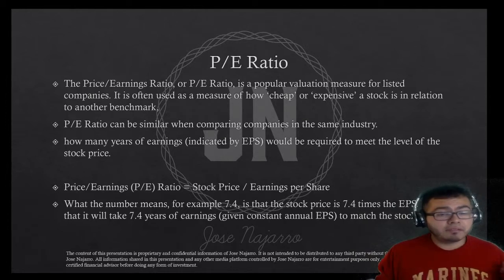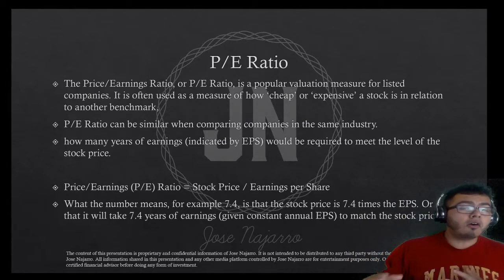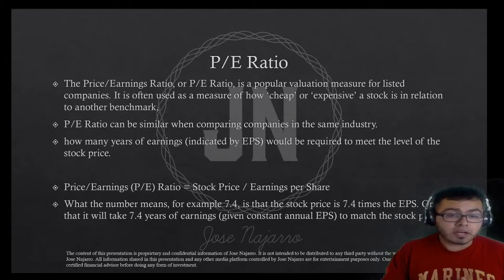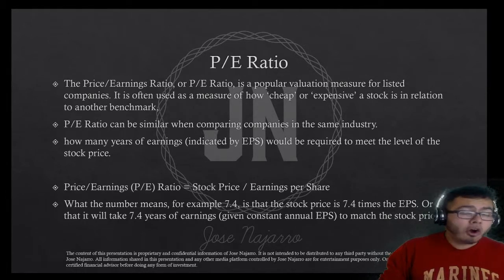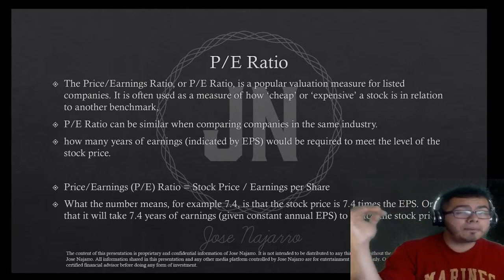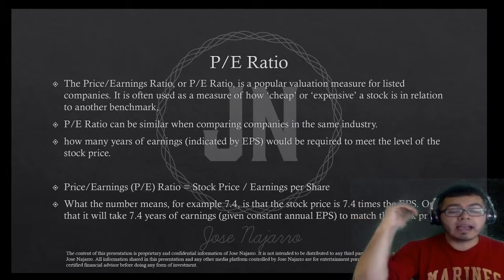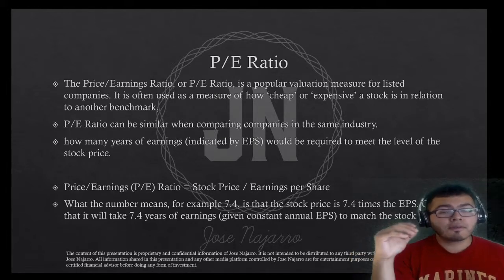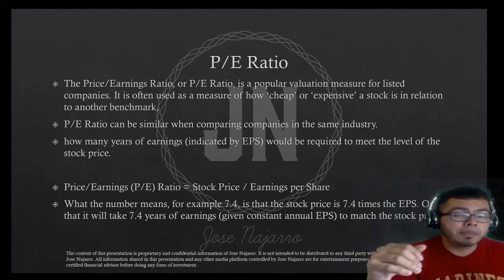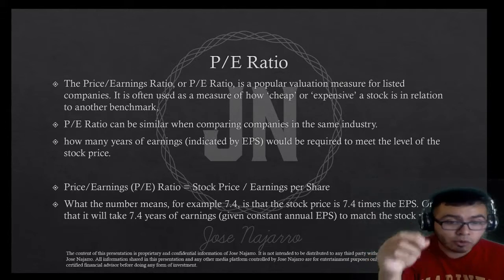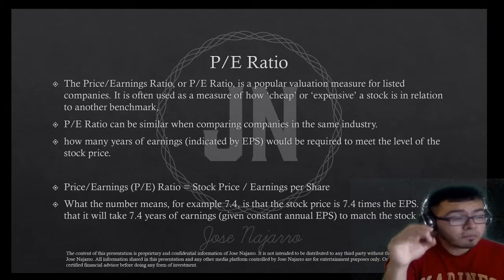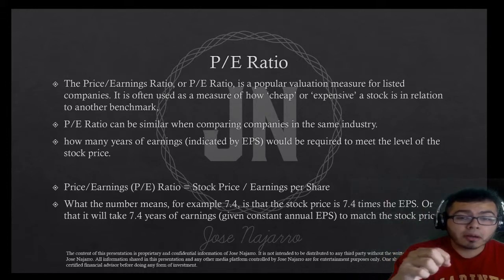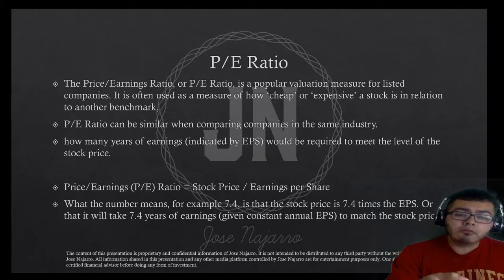For example, if we look at all the car makers, all the car companies will most likely have similar PE ratios. But if we take a look at a car company compared to a tech company, the tech company will most likely have a higher PE ratio, because people are willing to pay more for a tech stock than for a car company, because they believe that there's so much more room to grow in a tech company than in a car company.